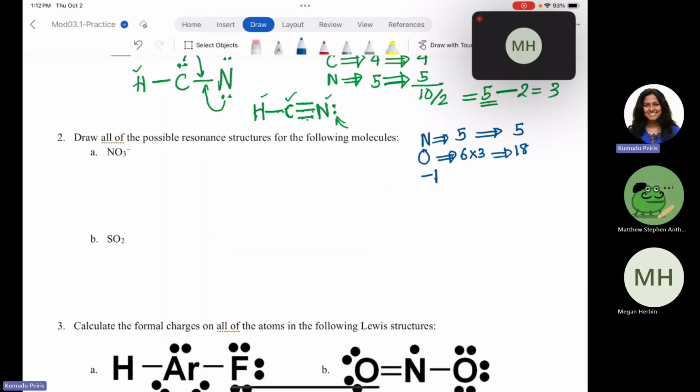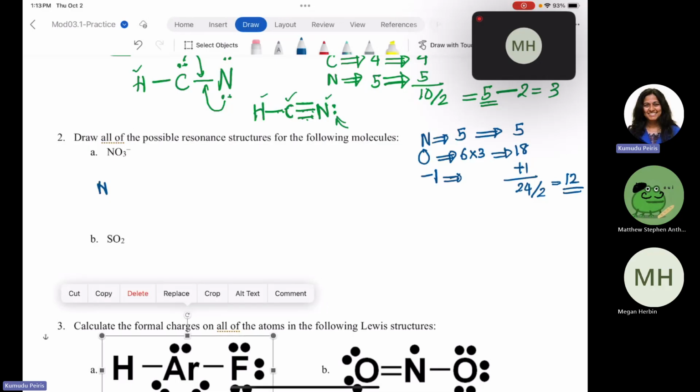So this brings a negative charge, therefore we'll add one more electron. So altogether this will have 24 electrons. So I divide that by 2 to find the number of electron pairs. It's 12. So now I draw the Lewis structure for the nitrate. So what is the most electropositive atom? Oxygen or nitrogen? Nitrogen. So I put the nitrogen here.